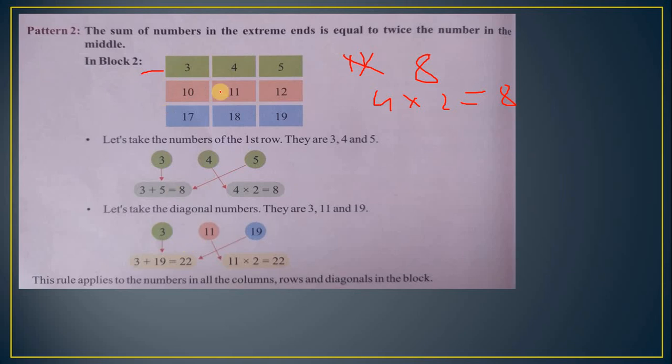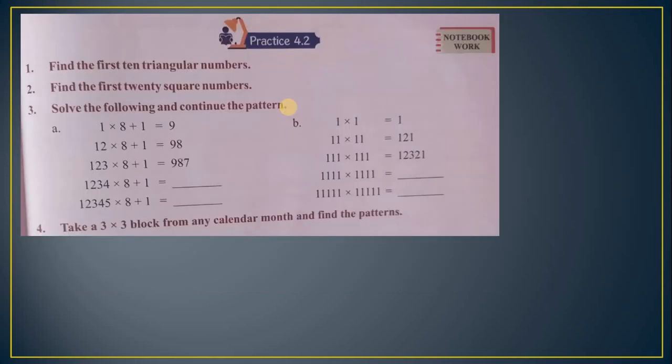Now here they have taken 3, 4, 5, so 5 plus 3 is 8 and 4 into 2 is 8. If you take any diagonal, that is 3, 11 and 19, 19 plus 3 is 22, 11 into 2 is 22. If I take, suppose, the last column, 19 plus 5 is 24, so 12 into 2 is 24. So the sum of the numbers in the extreme ends is equal to twice the number in the middle. So these are the 2 patterns.